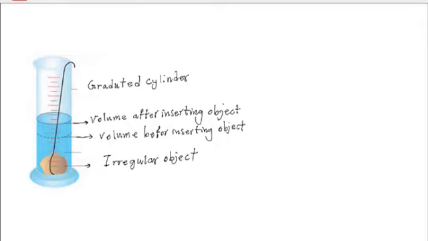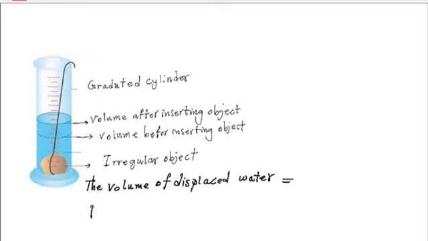So we can write an equation for that. The volume of the displaced water, we say water, but you should consider that it can be any kind of fluid. It can be, for example, alcohol or anything else. The volume of displaced water is equal to the volume of the irregular object that we are going to find its density or volume.